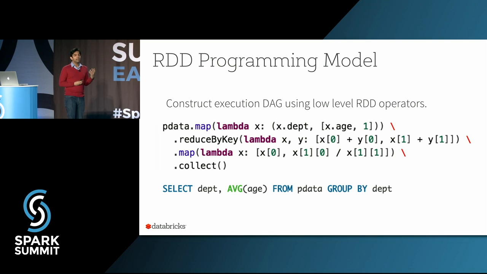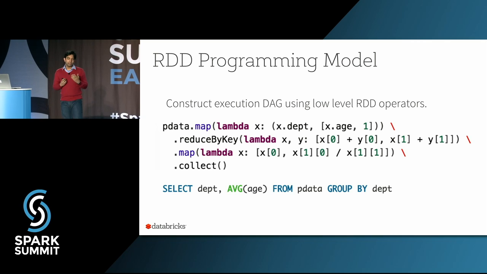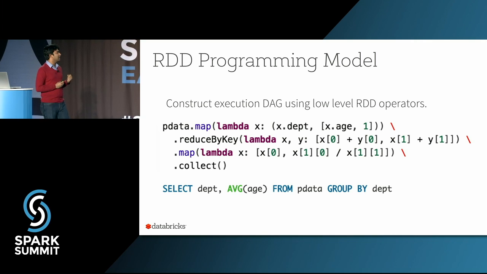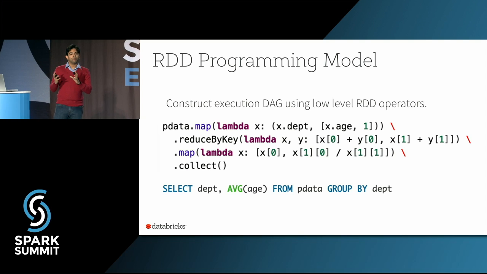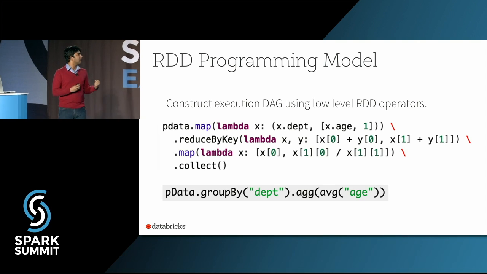On the contrary, think about the line below. This is the exact same query written in SQL. In this case, as a lot of us can understand, it's basically trying to select department and compute an average of age, where it's grouping by each of these departments. Similarly, in the data frame or data set land, you can have a similar query that does something like pdata, group by departments, and then aggregate on age.